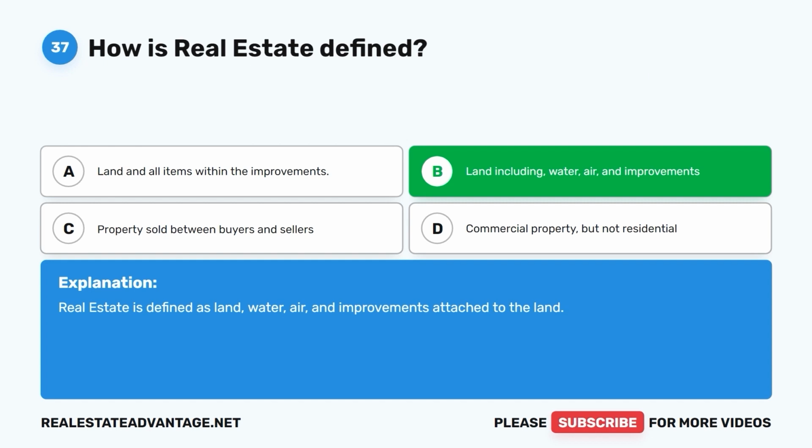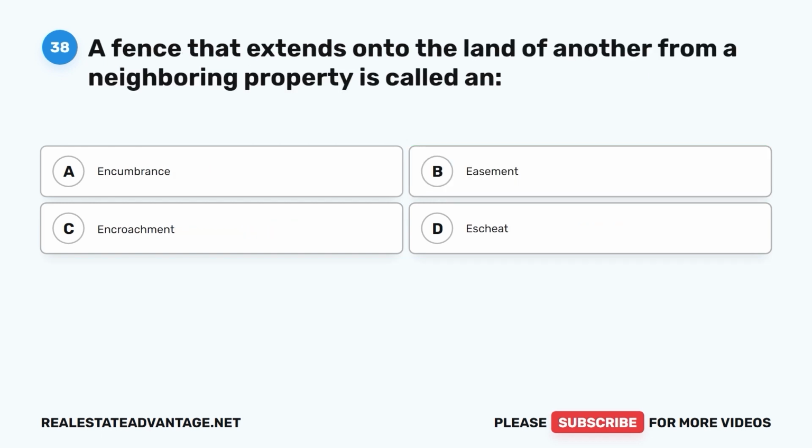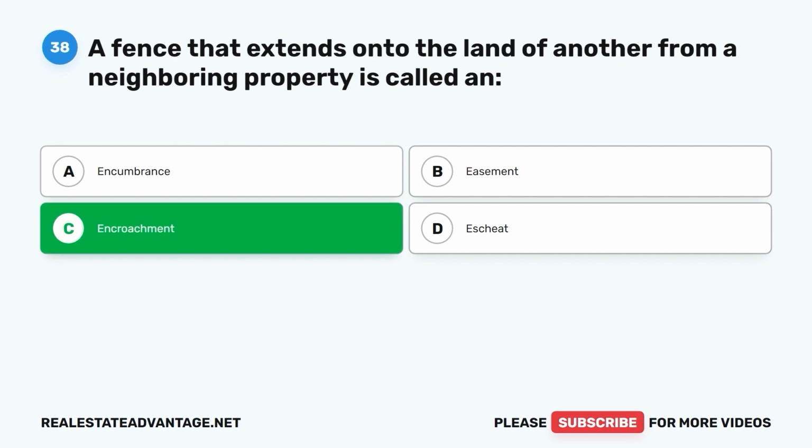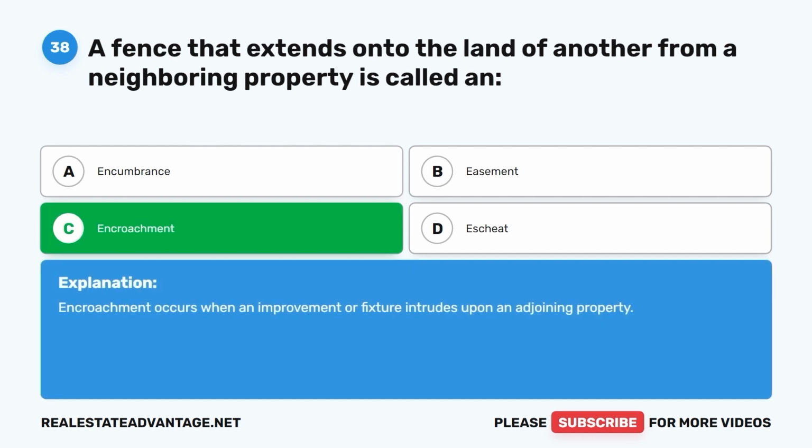Real estate is defined as land, water, air, and improvements attached to the land. Question 38. A fence that extends onto the land of another from a neighboring property is called an: A. Encumbrance, B. Easement, C. Encroachment, D. Escheat. The correct answer is C, encroachment. Encroachment occurs when an improvement or fixture intrudes upon an adjoining property.